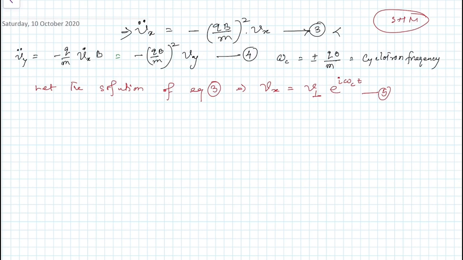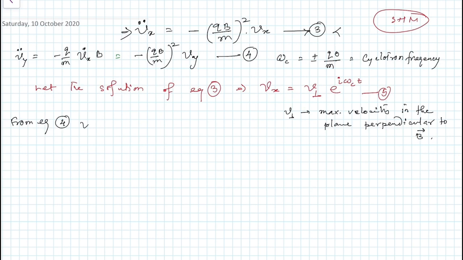Here V perpendicular is the maximum velocity in the plane perpendicular to magnetic field B. Okay, so here you see, from equation number 4, we are going to have Vy equal to m by qB into Vx dot.